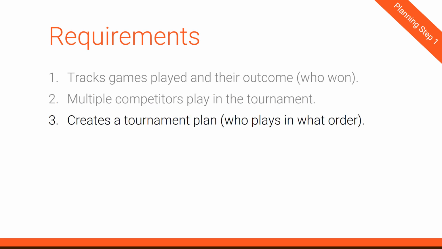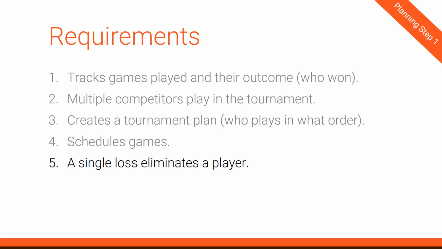Next, we're going to create a tournament plan. Who plays in what order? It's not that we're given a list of who's going to play. We have to determine who gets to play and when. And then we need to schedule games. How we schedule games? That's not been specified. But we know that we have to have some kind of list of these are the people to play and what order. We do know that a single loss eliminates a player from the tournament.